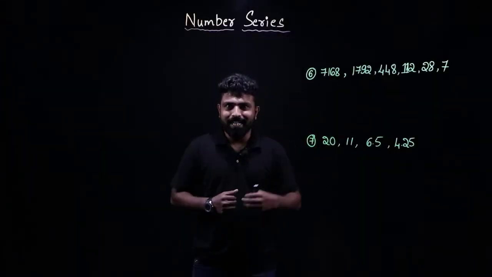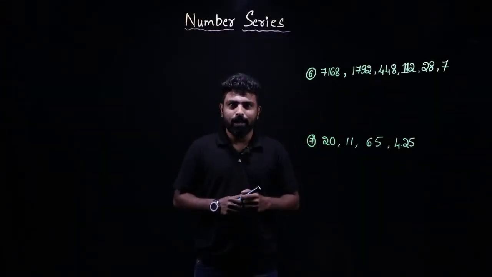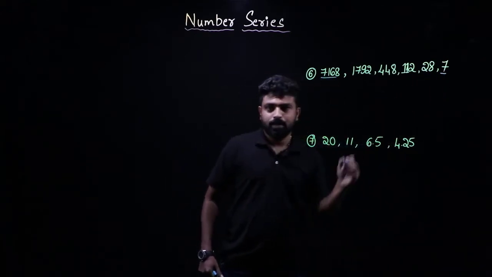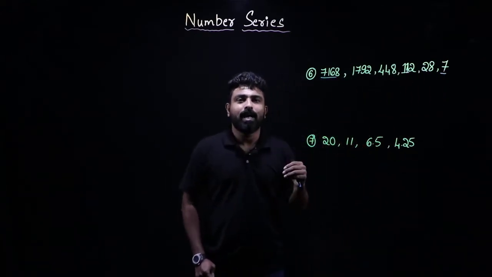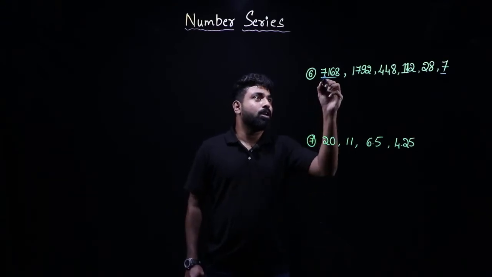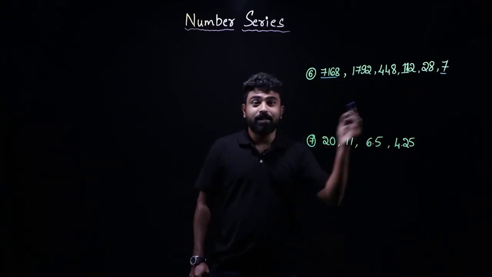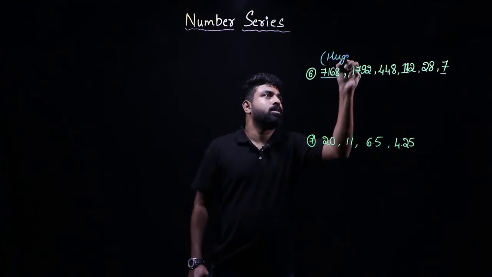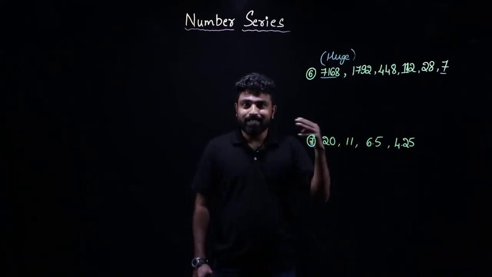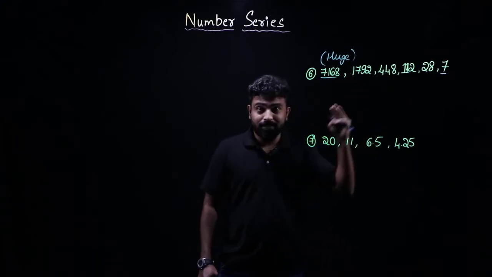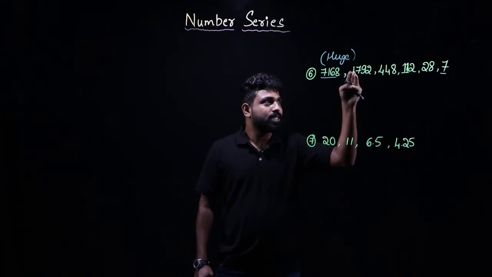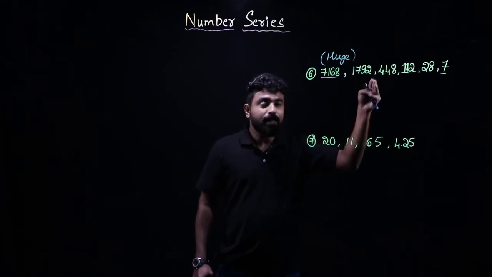Let us move on to our next example here. What did we do till now? We started comparing the first term and the last term, and took the difference between them. The difference here is 7168 and 7. The difference here is very huge. So let me write that down. For the second step, we started comparing the successive terms. So 7168 is going on to become 1792, and then 448, and then so on.